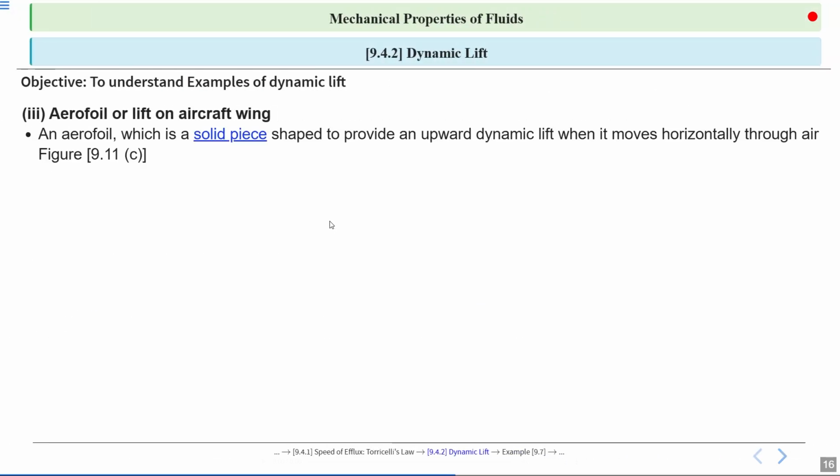Now, let's talk about what an aerofoil is. So, an aerofoil is a solid object specifically shaped to create an upward force or lift when it moves horizontally through the air. This shape is designed so that air moves faster over the top surface than the bottom, which is key to generating lift.